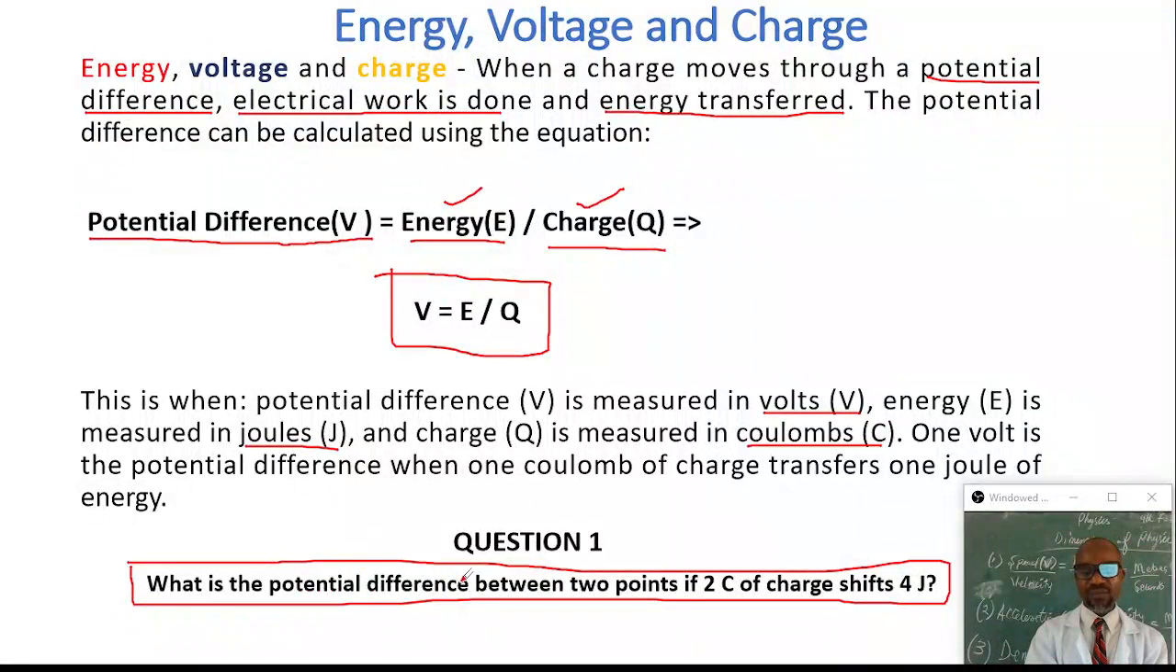The question is, what is V, potential difference, between 2 points if 2C shifts 4 joules? 2C simply means 2 coulombs of charge. That is, the amount of work done is 4 joules. But what makes this work to be done is 2 coulombs of charge. So they want us to find out the value of potential difference between these 2 points.